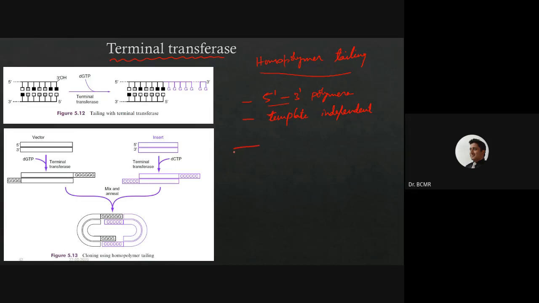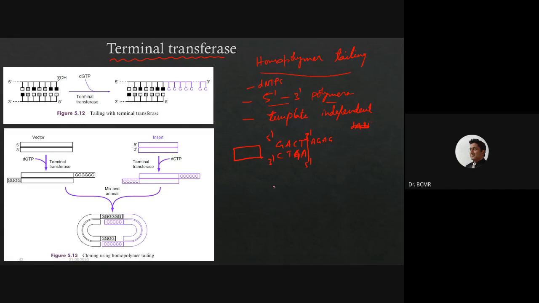So if you have blunt ends like this, GACT, and this will be CTGA. So this is a blunt end, 5' and 3', 3' and 5'. It is a polymerase and template independent. So if I added a mixture of all the dNTPs, the substrates are dNTPs. It will just add whatever bases are available to it, only to the 3' end here.